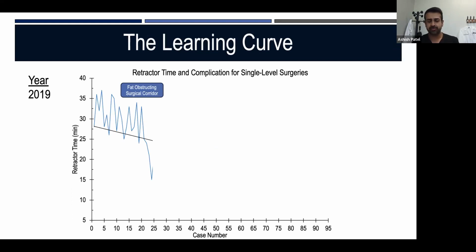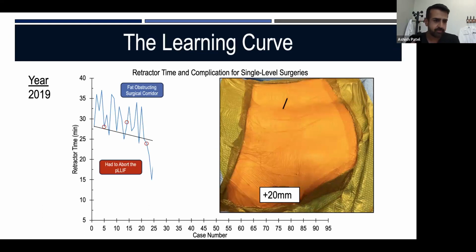And as we've gained experience during our learning curve, we had improved retraction times, but there were times in the beginning when we were doing prone where we had to abort. They were for various reasons. There was a time where the working distance was just too much. And what we learned is that our retractor blades are 180 millimeters, and the working distance compared to standard lateral is probably an increase of about 20 millimeters. Have you seen that too, Mike?